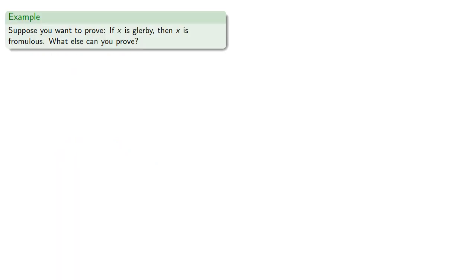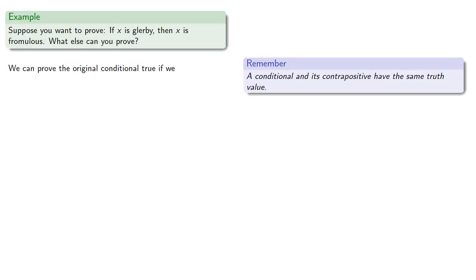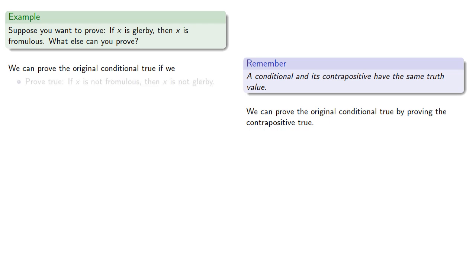So, suppose you want to prove if X is glurby, then X is fromulous. So we could try to prove this statement, but what else could we prove? What other statements are logically equivalent either to this statement or to the negation? We can prove the original conditional true if, well, remember, a conditional and its contrapositive have the same truth value. So we can also prove the contrapositive. If X is not fromulous, then X is not glurby.